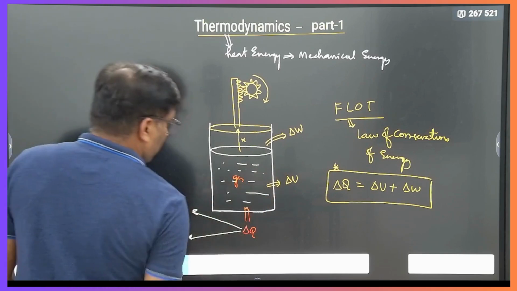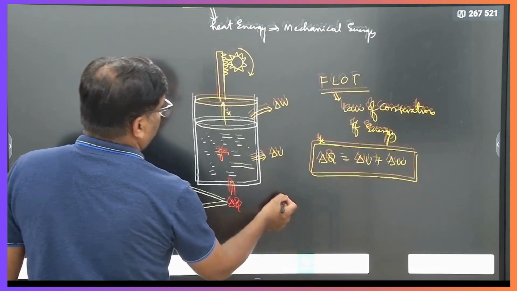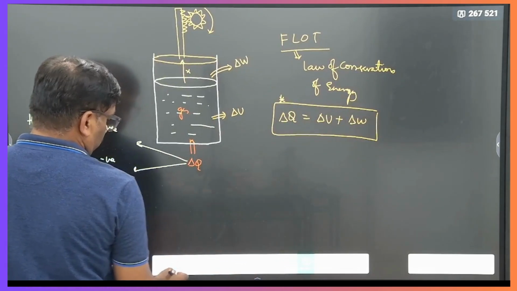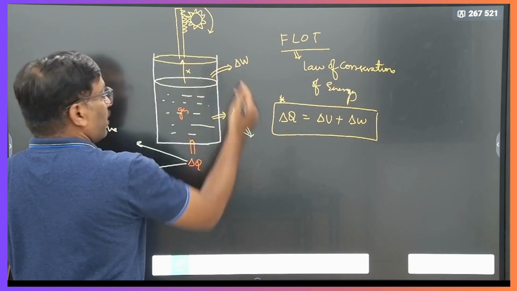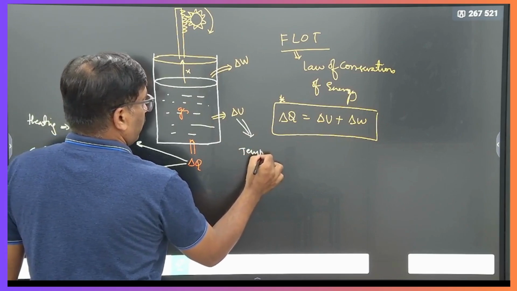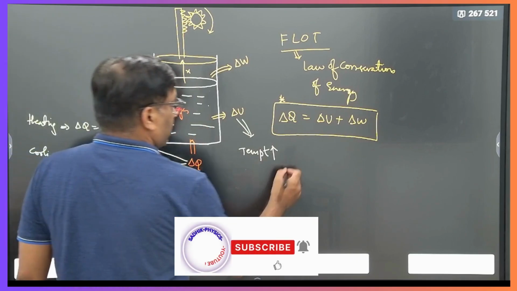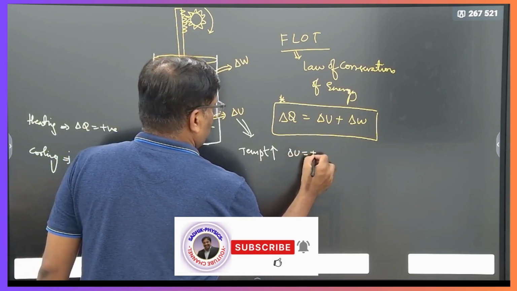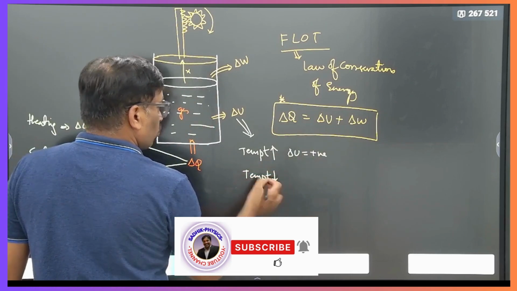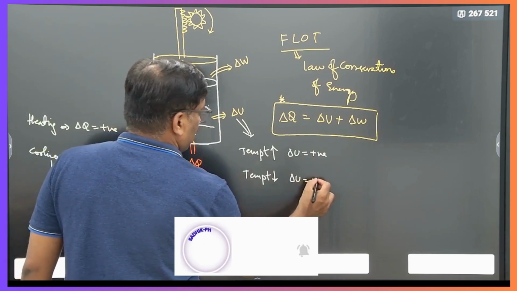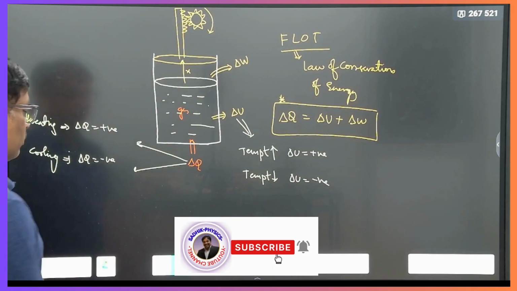So what about the internal energy here now? Here, delta U. If the temperature of this gas is increased, that means it is heated up. So when temperature is increased, delta U is taken as positive. If temperature is decreased, that means cooling, therefore delta U is negative. Clear? So what about delta W now?